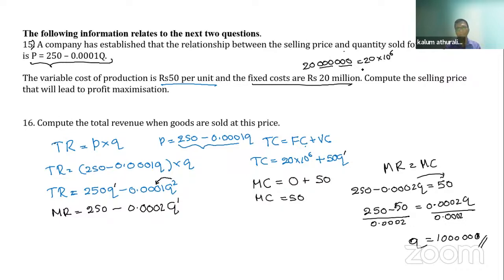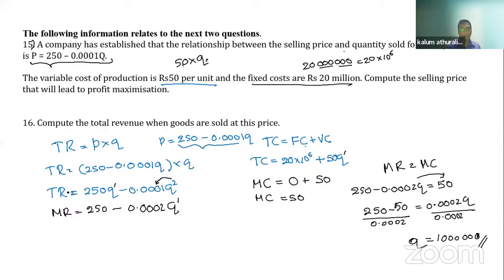Then variable cost. Total variable cost is unit variable cost times quantity. Unit variable cost is 50. We produce Q units. Then total variable cost is 50 times Q, 50Q. Then we can add these two, and we get the total cost function, FC plus VC.